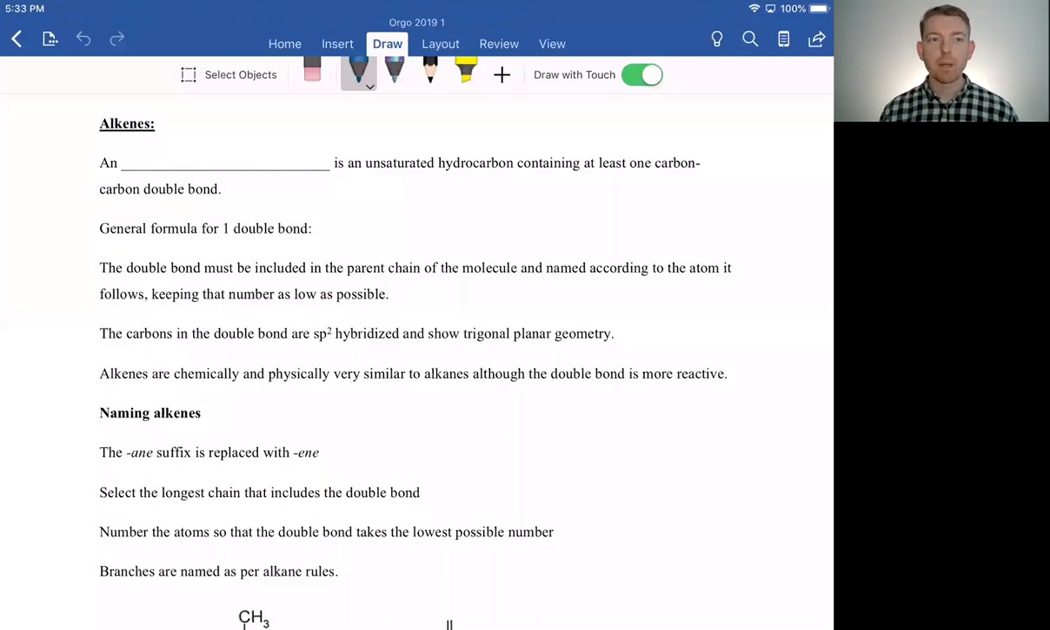Hi again, everyone. We're going to be picking up where we left off, just at the end of alkanes, where every carbon is bonded to another carbon, as well as 2 or 3 hydrogens, and picking up on alkenes.